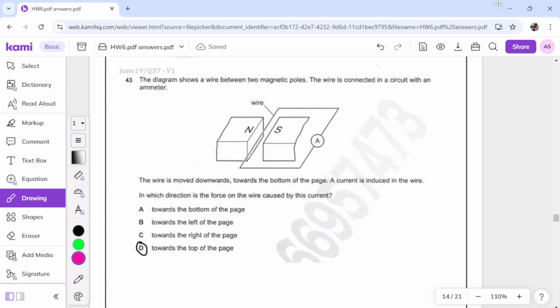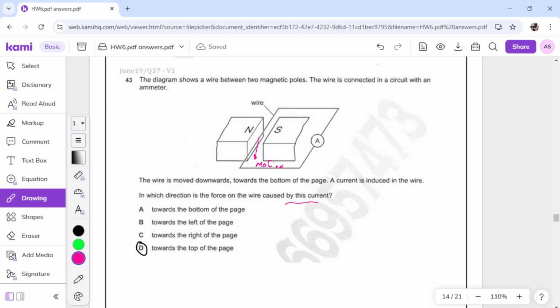The diagram shows a wire between two magnetic poles. The wire is connected in a circuit with an ammeter. So now we have a current. The wire is moved downward, so this is the direction of motion, and it has a current. The wire is moved downward toward the bottom of the page. A current is induced in the wire. In which direction is the force on the wire caused by the current?